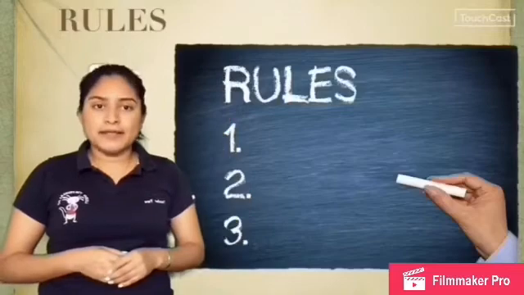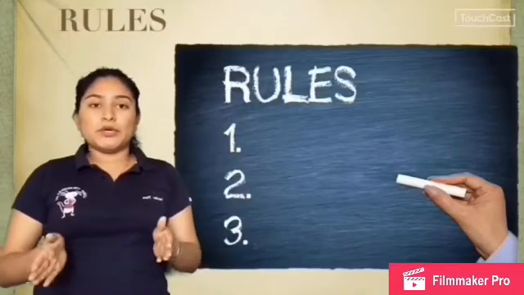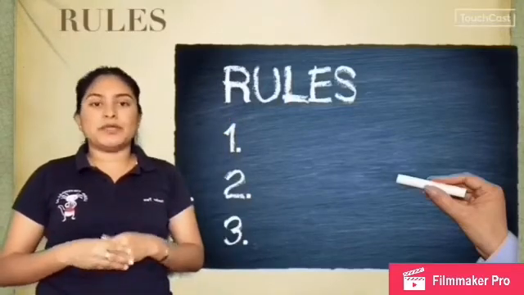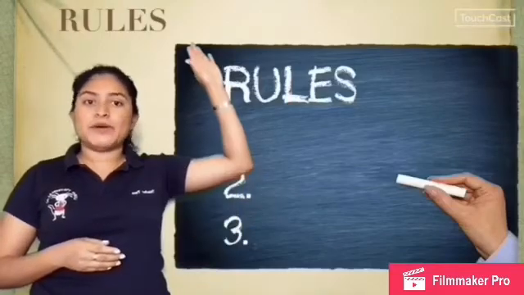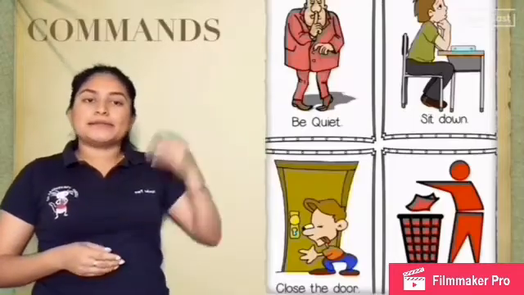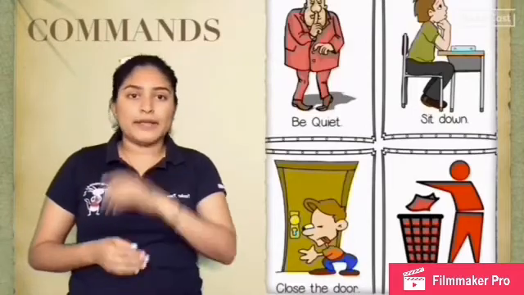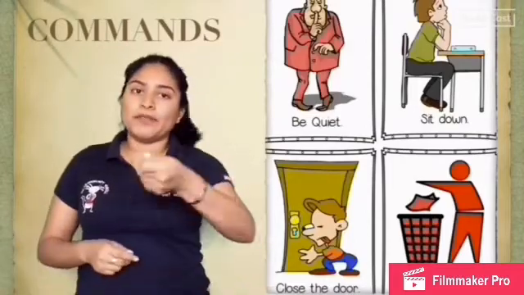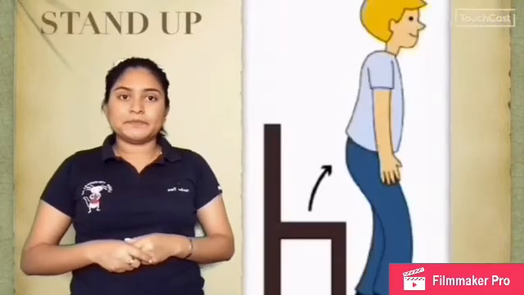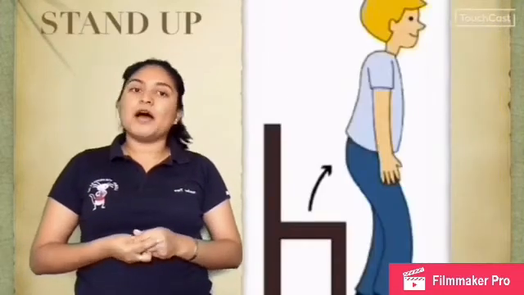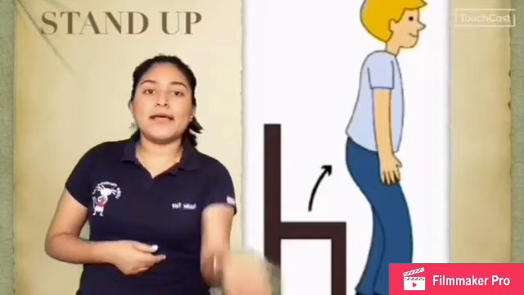Rules are things that you can or can't do in your classroom. For example, raise your hands. Commands. The commands are orders. For example, be quiet, sit down, open the door. Okay? Stand up. Stand up is a command. For example, stand up please.